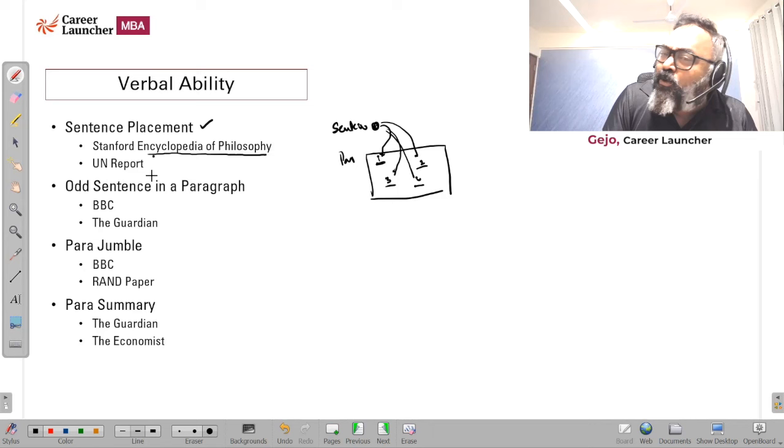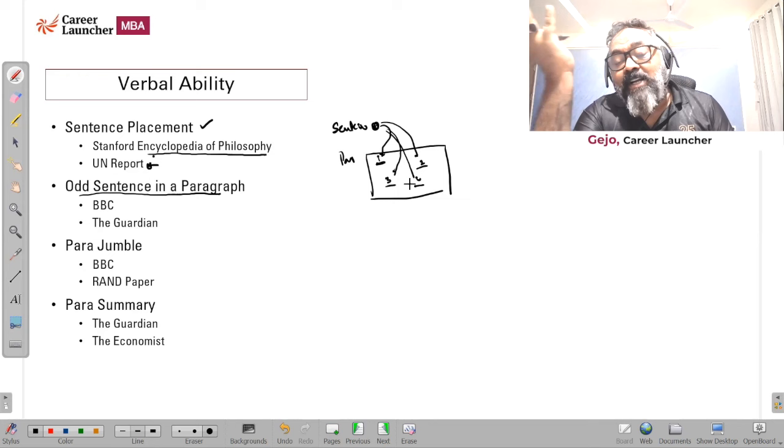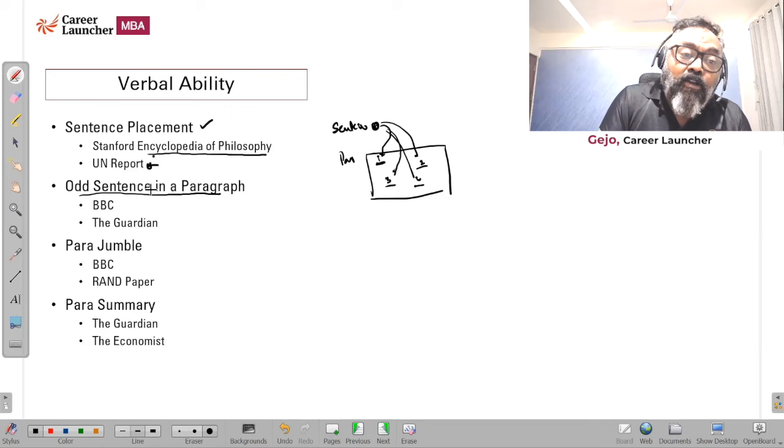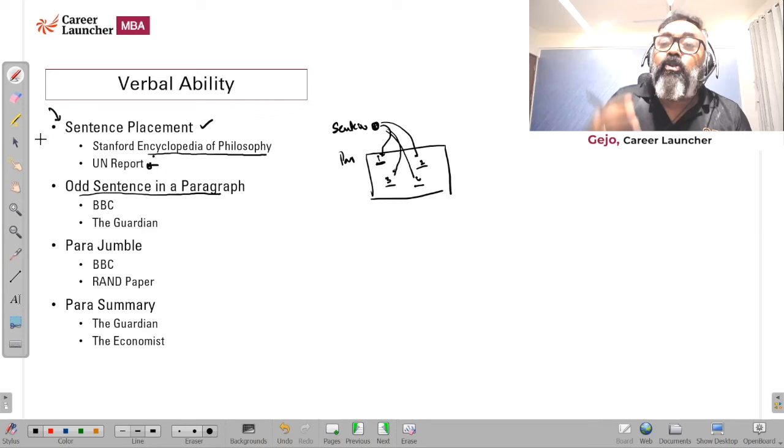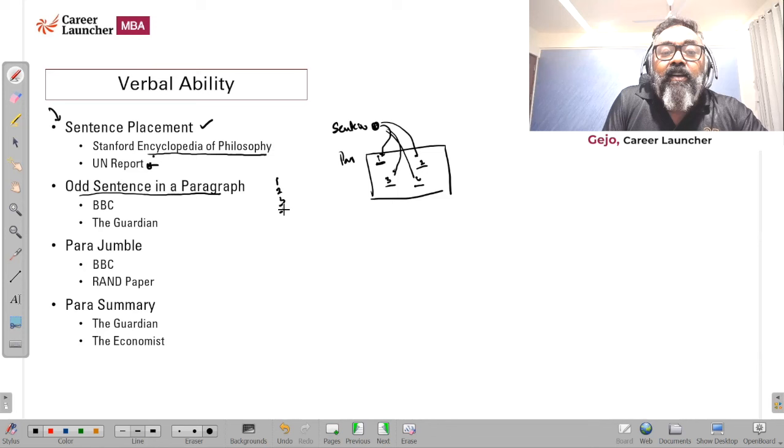Then you had odd sentence in a paragraph. It was not asked last year. It used to be there before that, 2016, 17, 18, 19, 20, 21. In CAT 2022, instead of asking the odd sentence question, they asked a sentence placement question. This was introduced last year. That has been continued. But this particular CAT got back the odd sentence question as well, where you're given five sentences, and you have to identify the one which is not part of the particular paragraph.